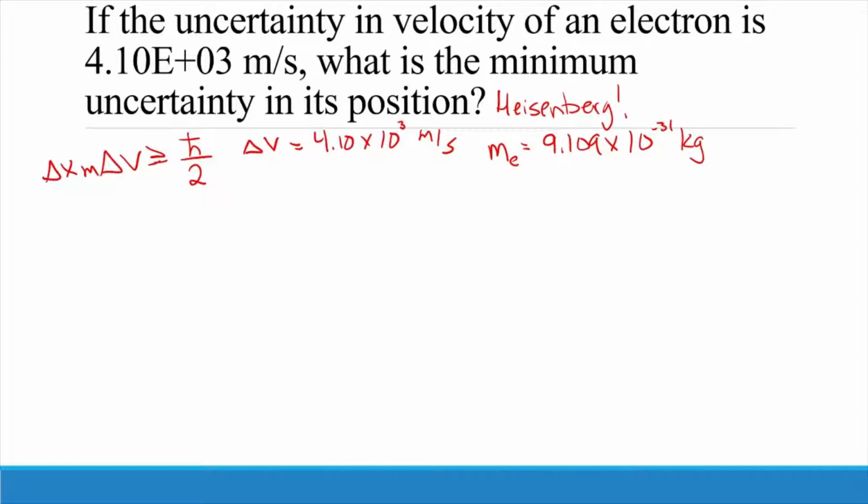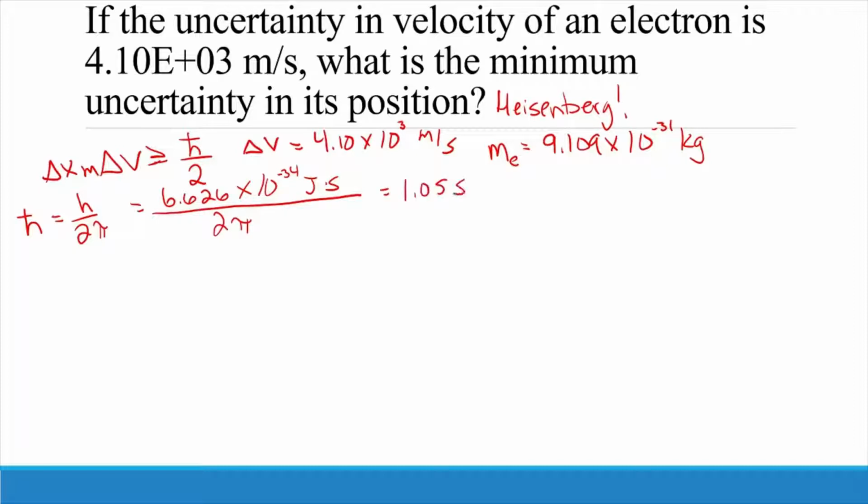So let's look at h bar, which is equal to Planck's constant divided by 2 pi. Planck's constant is 6.626 times 10 to the negative 34th joules times seconds, divided by 2 pi. So h bar is equal to 1.055 times 10 to the negative 34 joule seconds. Now from our original equation, delta x has to be greater than or equal to h bar divided by 2m delta v. So we had to divide both sides by mass and delta v.